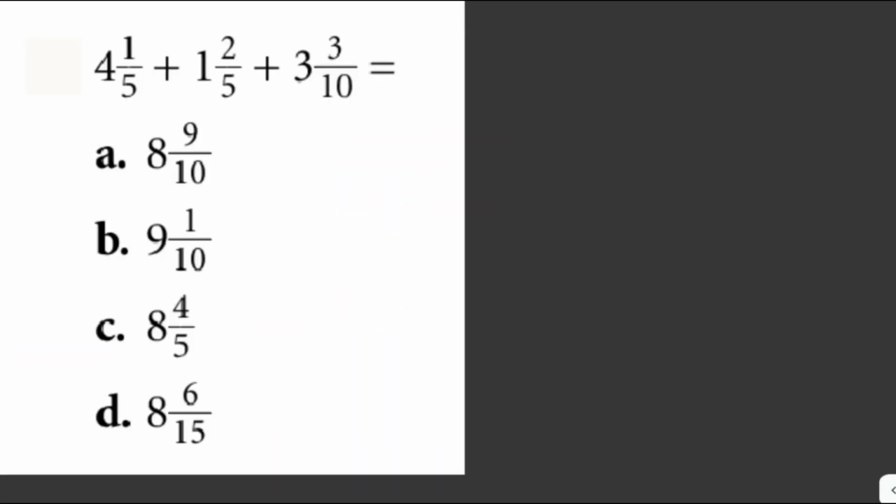Four and 1/5 plus 1 and 2/5 plus 3 and 3/10. So we just have one operator here, which is addition. There are two ways to solve this problem. We can either write the mixed fractions into improper fractions before adding them, or we can add up the whole numbers first and then add 1/5, 2/5, and 3/10. What I'm going to do here is add up all the whole numbers first. That is 4 plus 1 plus 3, and this is just equal to 8.